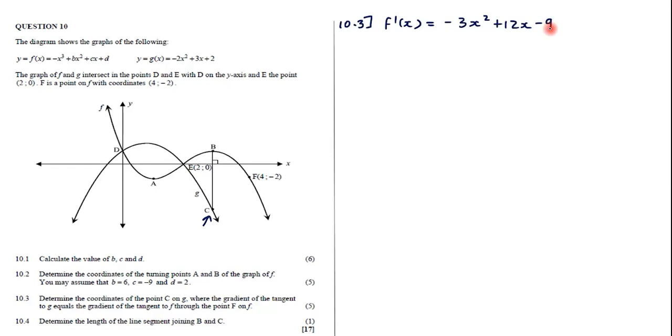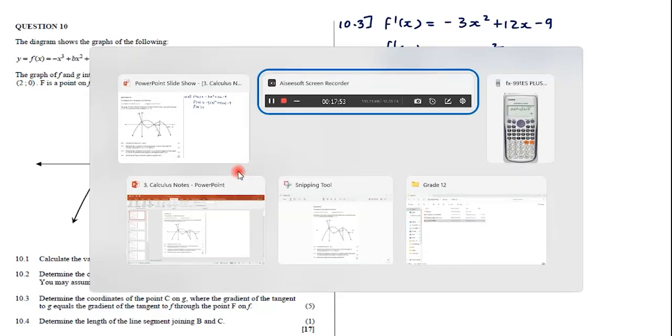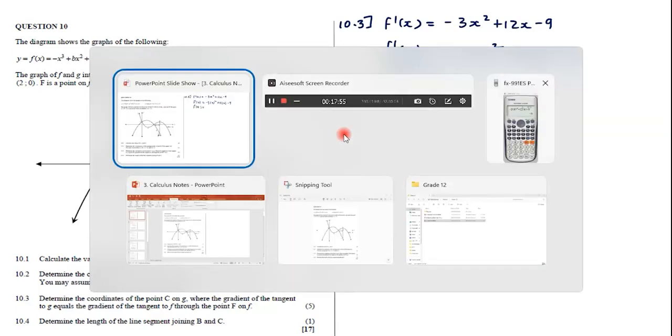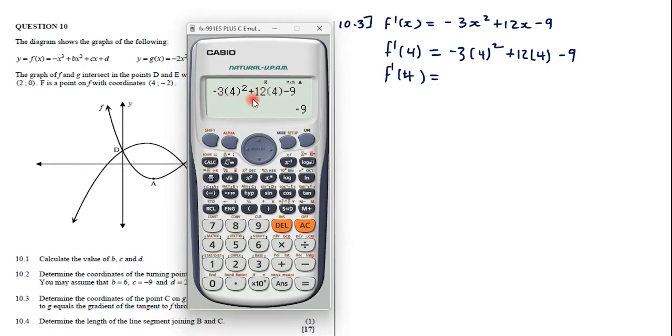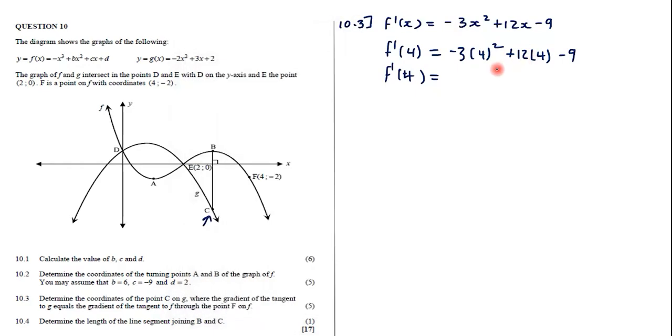So now this is already a gradient, but to find its value, I'm going to put in the point of x here and see what I get. When I do that, I get minus 3 into 4 squared plus 12 into 4 minus 9. When you press this on your calculator, the value you get is minus 9, right? So here we have our minus 9.